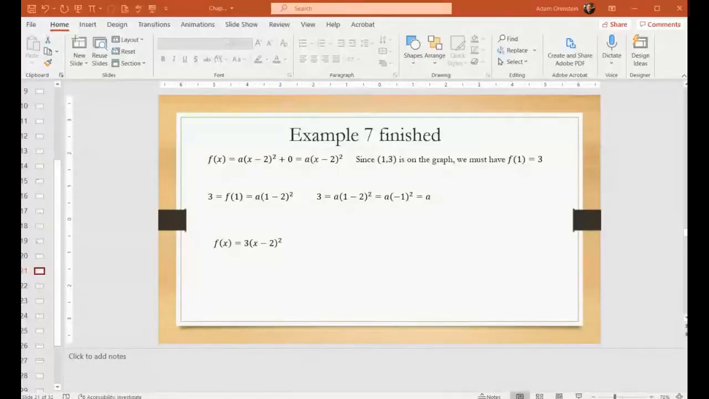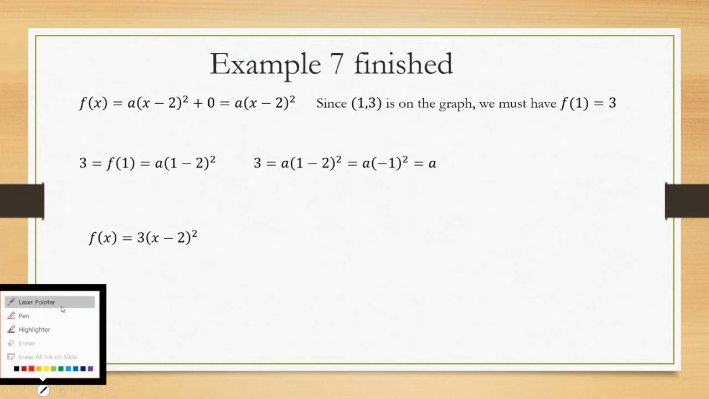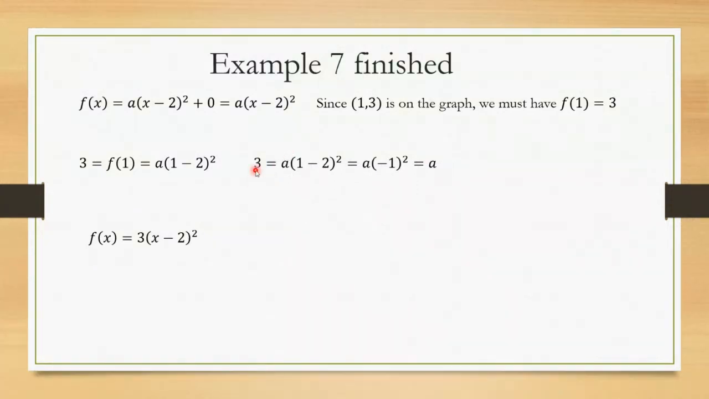Okay, so that has to happen. From there we can figure out A, right? Namely, we get 3 is equal to A times (1 minus 2) squared, right? Because when x is 1, we must get 3. But this is equal to A times negative 1 squared, which is just A. So A, in fact, is 3.